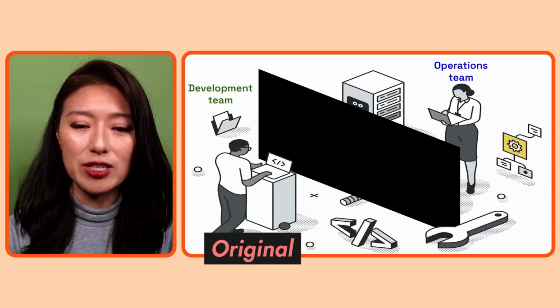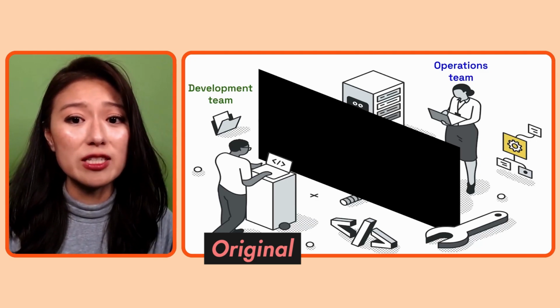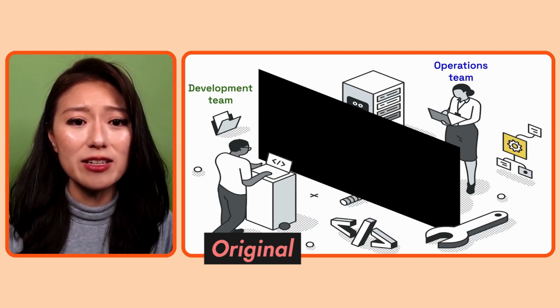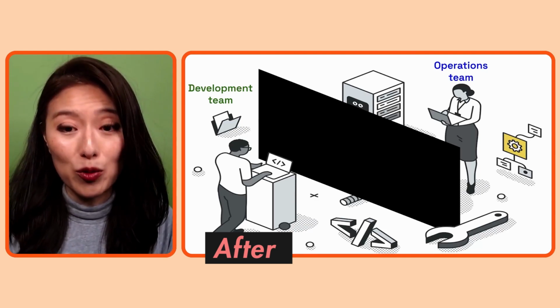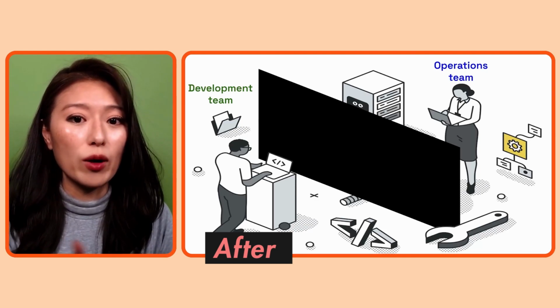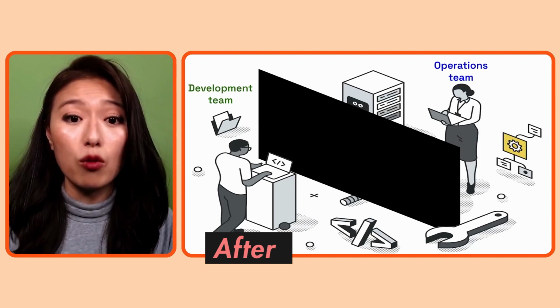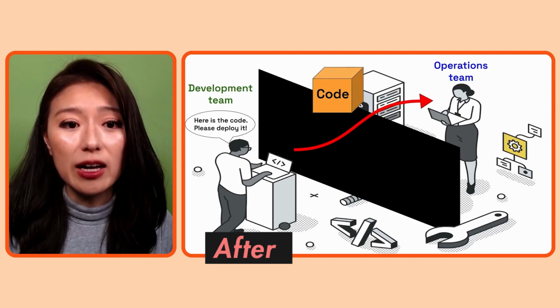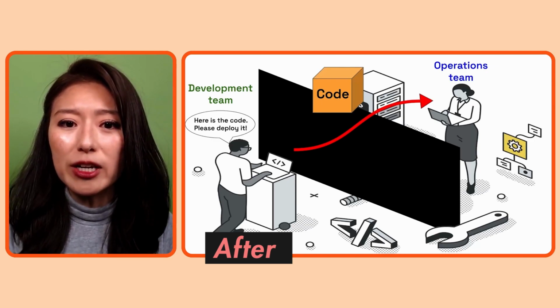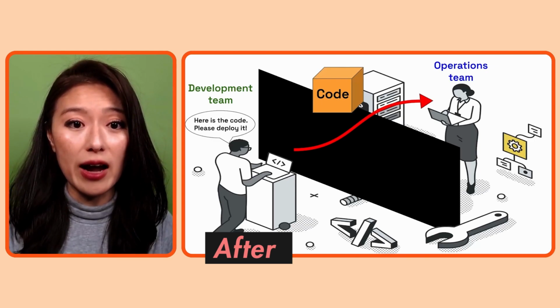In the traditional setup, these teams worked in silos with different expertise and conflicting incentives. It was almost like there was a wall between them, so they were not aware of what each team was doing. For example, the development team wrote the code and tossed that code over the wall so the operations team could deploy and operate the app.